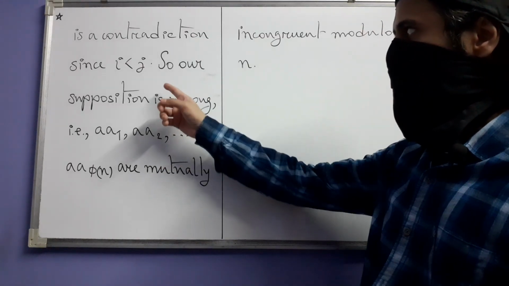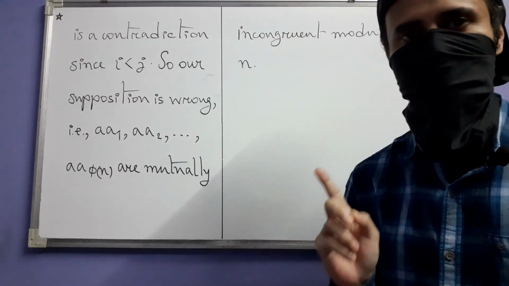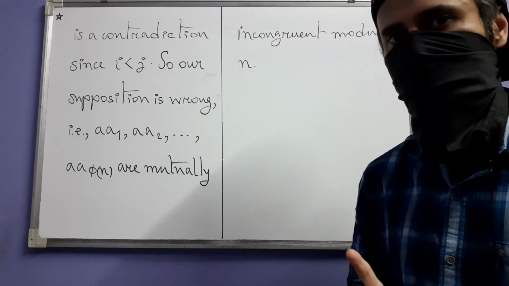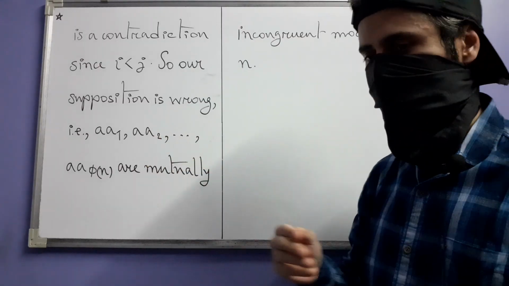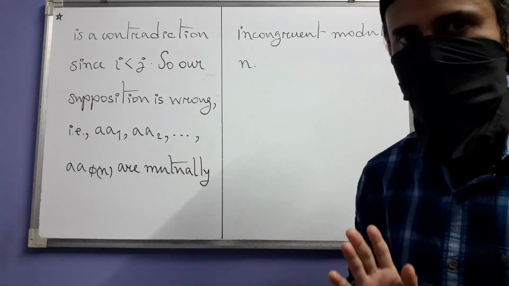So we write like this. Our supposition is wrong, i.e. these numbers are mutually incongruent modulo n. This means that if you choose any two different numbers from this list, they will not be congruent to each other modulo n.